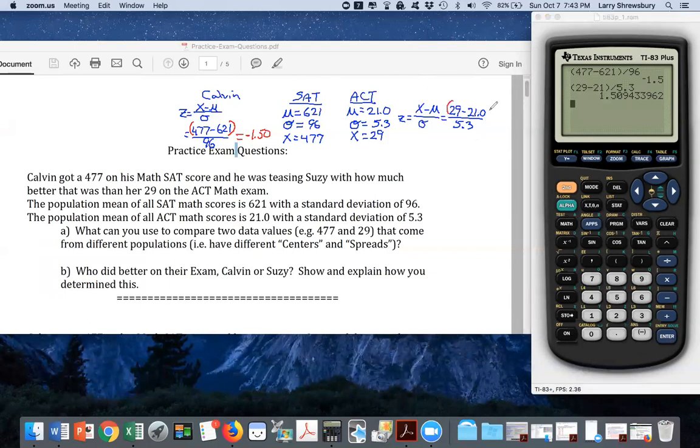So once again, I probably should emphasize that we do that, and there she is, a positive 1.51. So about as far as Calvin is below the mean, that's how far Susie is above the mean. So that's quite a gap between them. What? 3 standard deviations difference between them. So by far, Susie did much, much better.